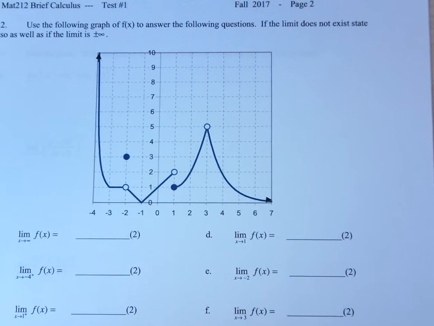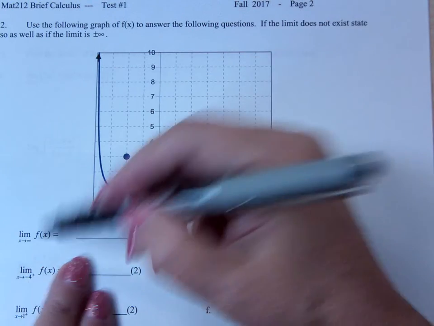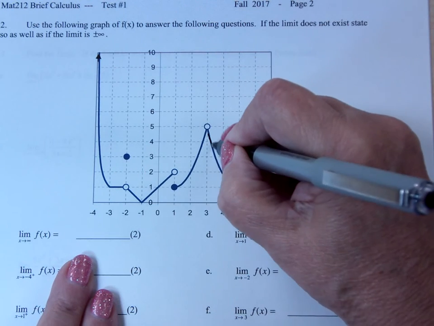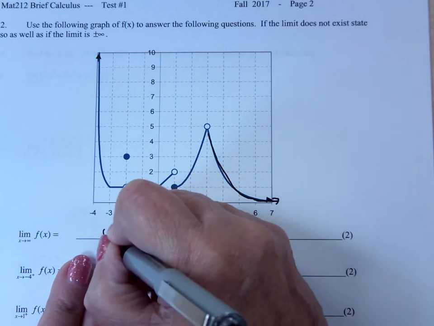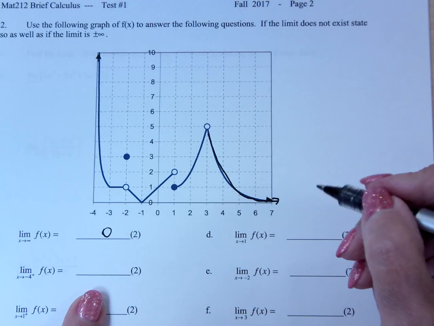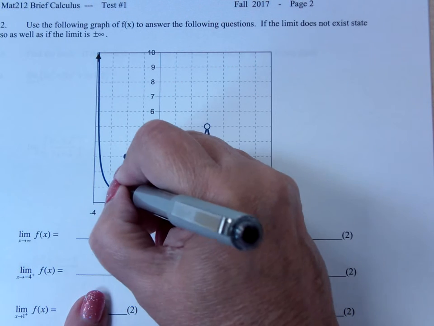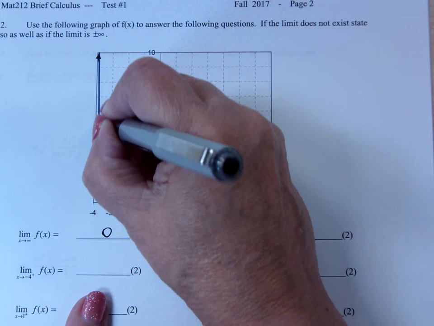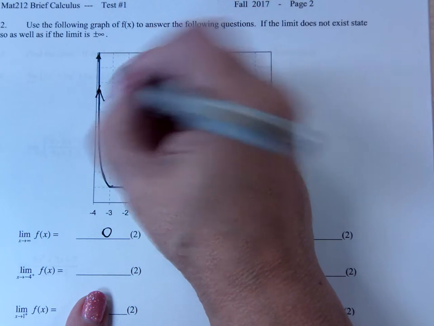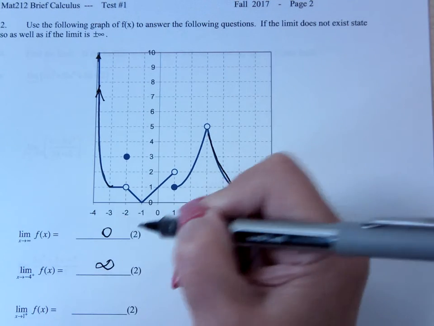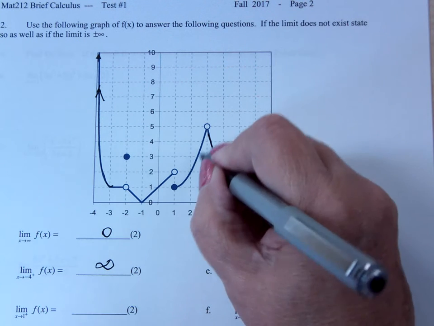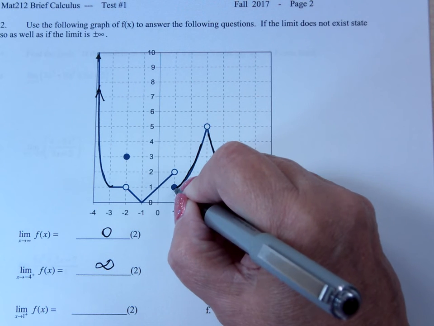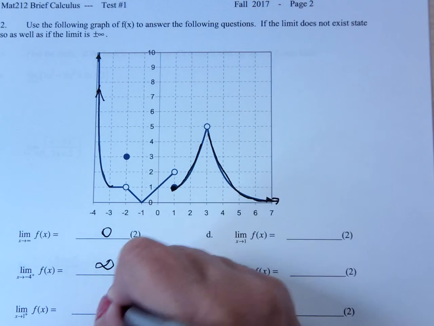Now here's the infamous graph. We want to take limits. So this says the limit as x goes to positive infinity, y is going to 0. Negative 4 from the right, we can see y is going to positive infinity. 1 from the right, I end up at y equal 1.